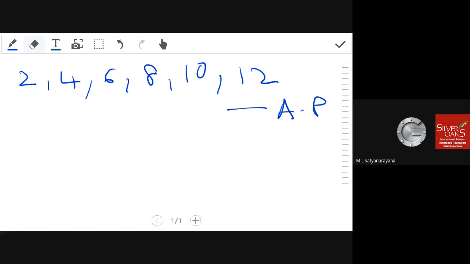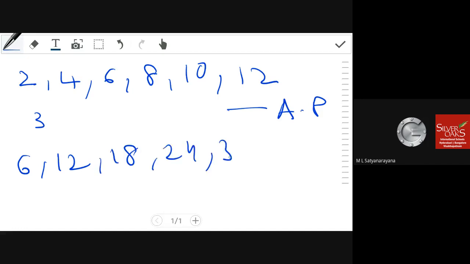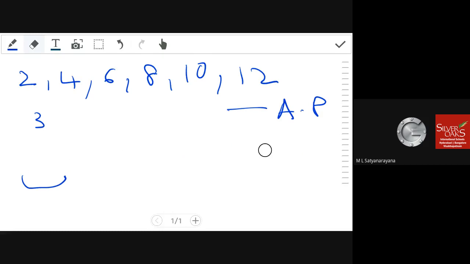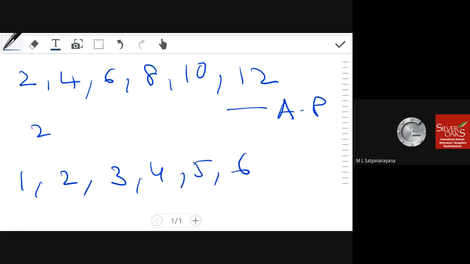What about multiplication and division? Okay, let's multiply by some number. We'll multiply by 3. 2 threes are 6, 4 threes are 12, 6 threes are 18, 8 threes are 24, then 30, then 36. See the difference? Is the difference the same? It's 6. So still it is in AP. Or imagine you are dividing by 2. So 2 by 2 is 1, 4 by 2 is 2, 6 by 2 is 3, 8 by 2 is 4, 5 and 6. Still it is in AP.